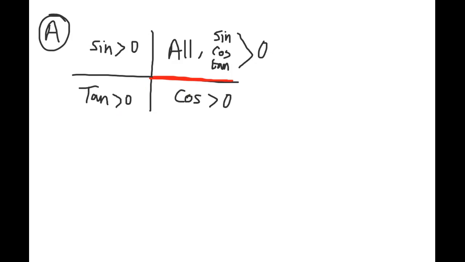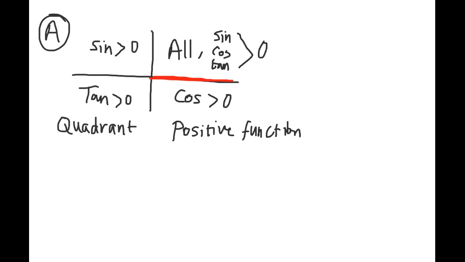So again, we have to know the sign of the function. All the functions in the first quadrant are positive. In the second quadrant, only the sine is positive. In the third one, it is the tan, and in the fourth one, the cosine. I put it in a table: here positive, here negative functions.